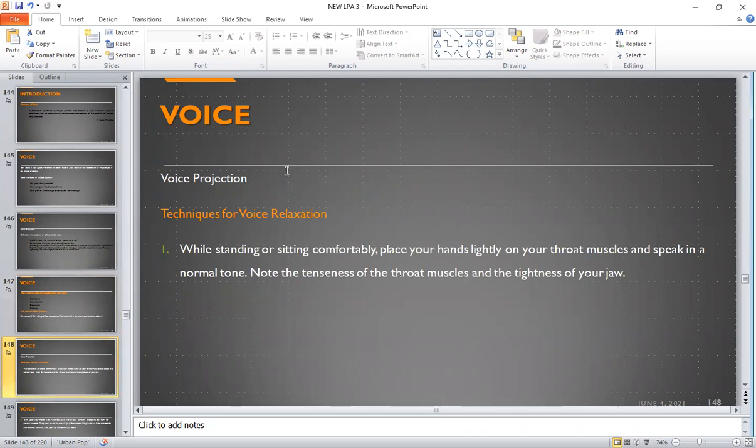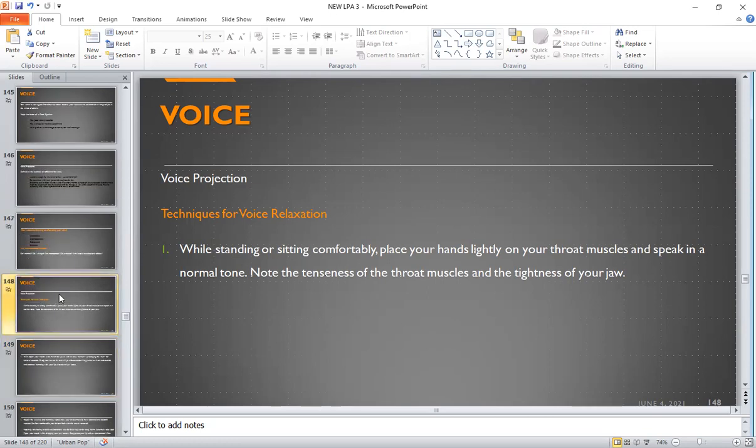Techniques for voice relaxation. While standing or sitting comfortably, place your hands lightly on your throat muscles and speak in a normal tone. Note the tenseness of the throat muscles and the tightness of your jaw. So you have to be comfortable when you're talking as well. Not too comfortable that you sound like you're already sleeping. So you have to be careful with that too.